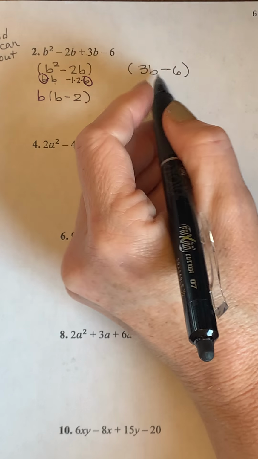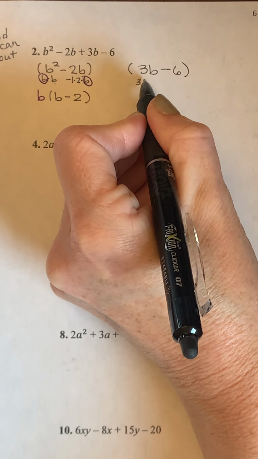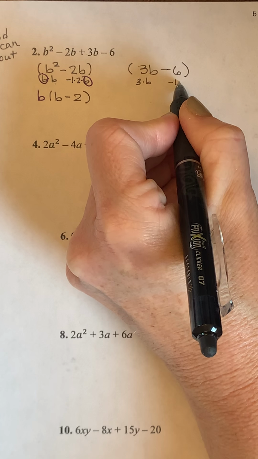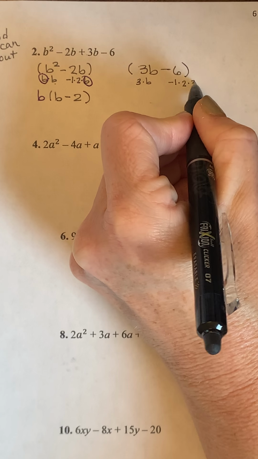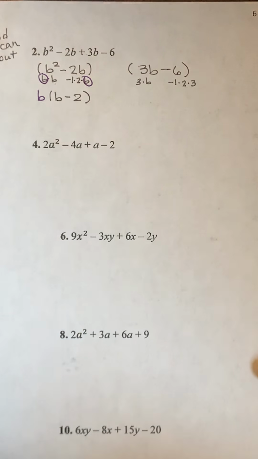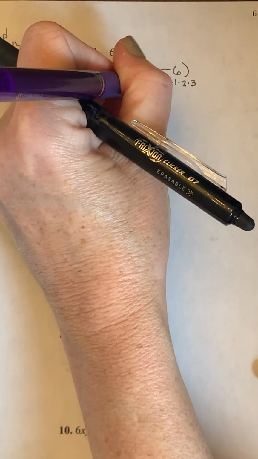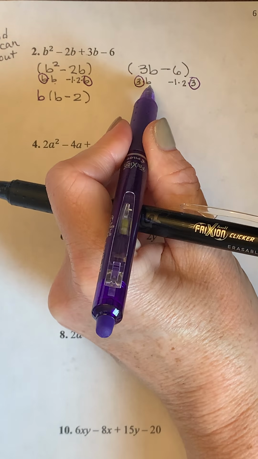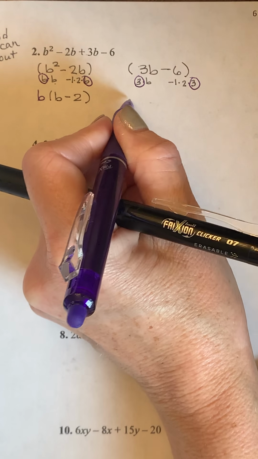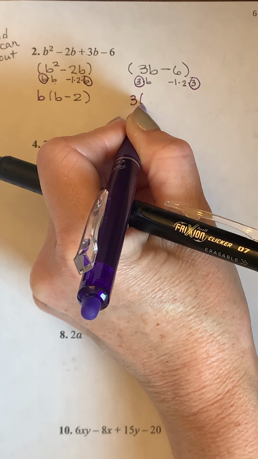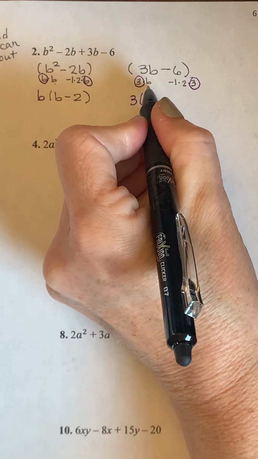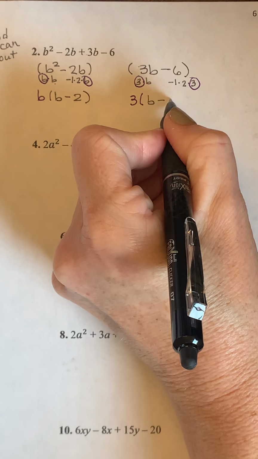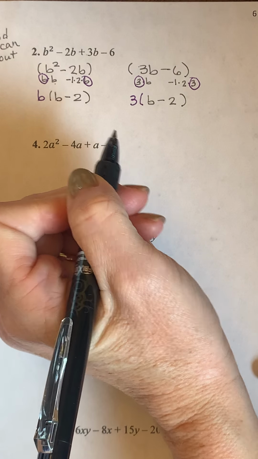Okay, so for the second group, I'm going to look at the prime factors. The minus sign, I have a negative 1, and then 6 is the same thing as 2 times 3. When I look at it, they both have a 3 in common, which is good because I'm seeing a b minus 2 left. Okay, so we're going to factor out the greatest common factor of 3. What's left in the first term is b. What's left in the second term is a minus 2.